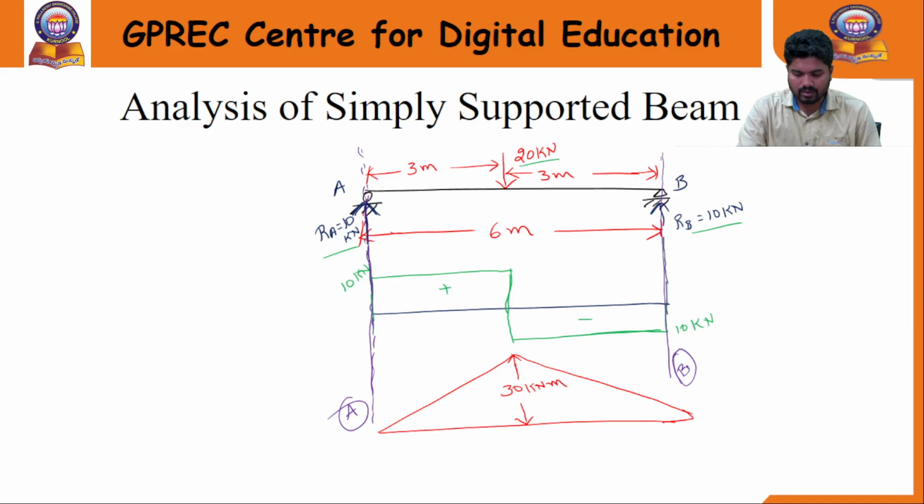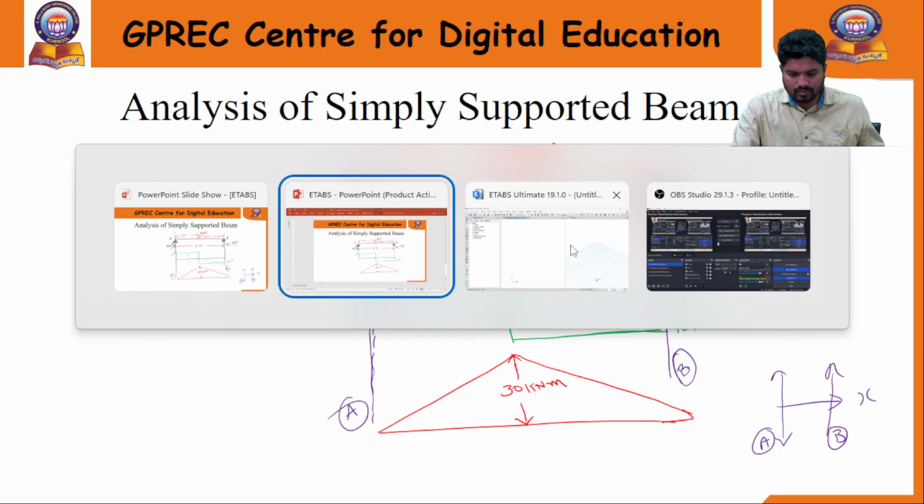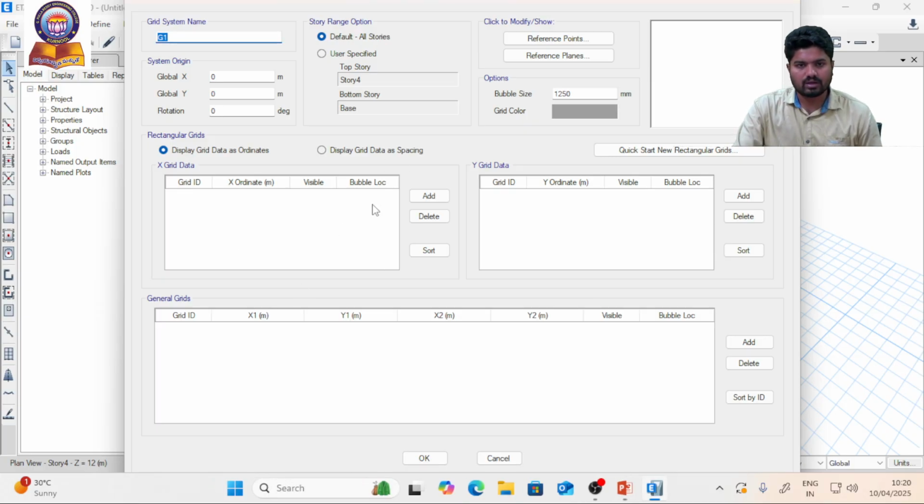This is grid B. That means here in the x-axis we have two grids. This is the x-axis. We have two grids, one at A, one more at B. So this grid system I am going to create over here, in this grid data, right?